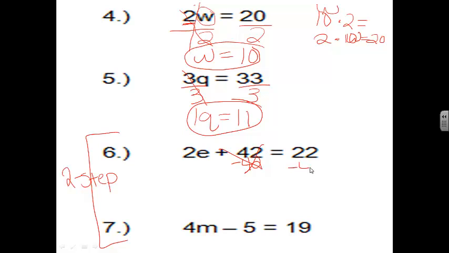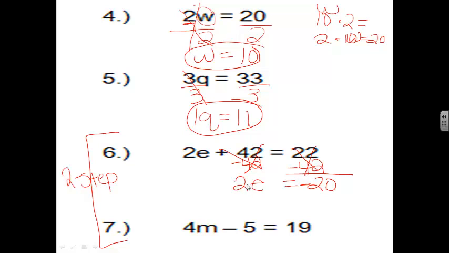So 22 minus 42 is going to give me a what? A negative number. 42 is bigger, so of course we're going to have negative. So 42 minus 22 is? Negative 20. Negative 20, very good. So I subtracted there. Now we have 2e equals negative 20.